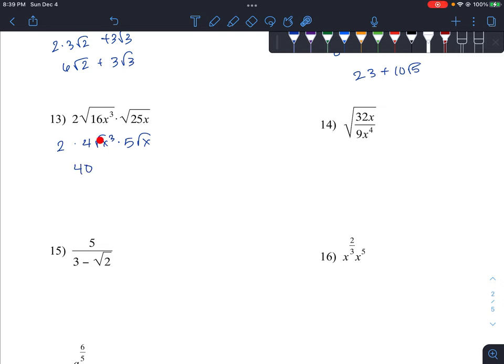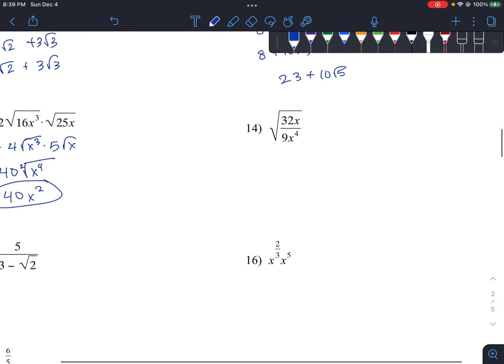Now, because these are both square roots, I can multiply them together. So it's going to be square root of x to the 4th, since x cubed times x is x to the 4th. And then x to the 4th, since this is a square root, 2 goes into 4 twice, so I'll have 40x squared. So that's how that one can simplify right there.